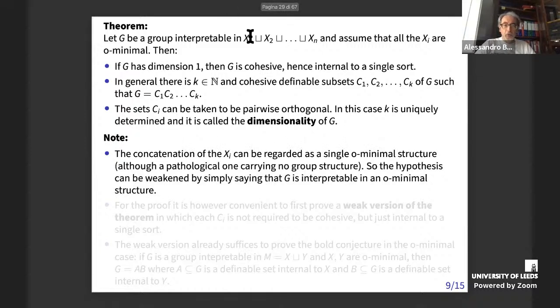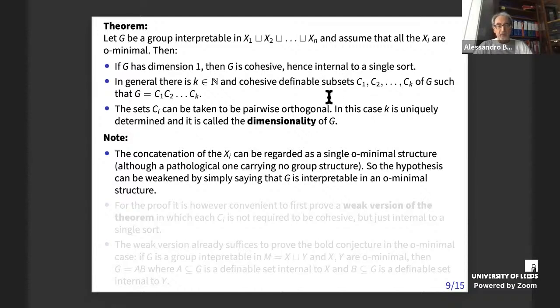notice that these xi's appear in the hypothesis, but not in the conclusion, really. So the concatenation of these xi's can be regarded as a single minimal structure. You can concatenate two minimal structures just putting one after the other, separated by single points. So this can be really considered as a single minimal structure, although a pathological one because it cannot carry any group structure.